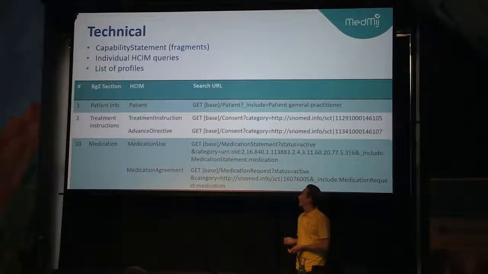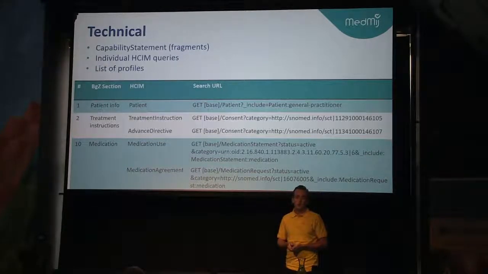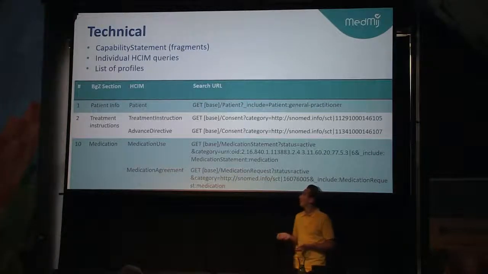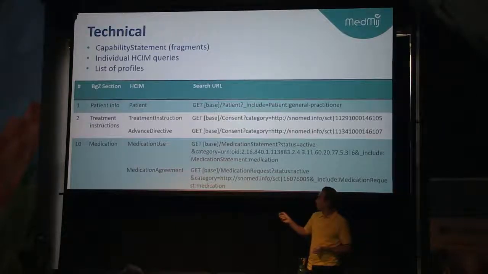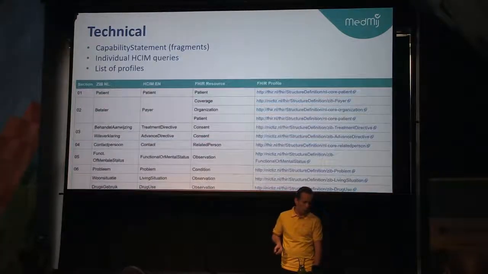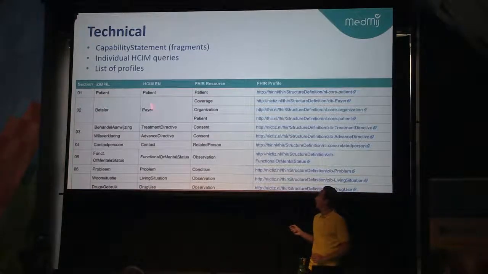And then when you end up in the technical part, we have worked out a lot of FHIR things. So we have capability statements for every one of those use cases, which show how a server or client should look in terms of FHIR. We provide for all those 26 sections of the BGZ how to retrieve that certain part of information. So on the right side you have the search URLs, and we also provide all the FHIR profiles that we made, again based on the healthcare information models, which are these, and on the right side you have the FHIR resources they're mapped to, and the link to the FHIR profile.